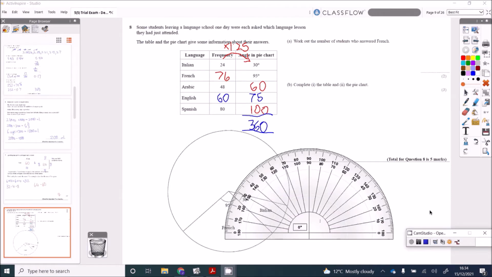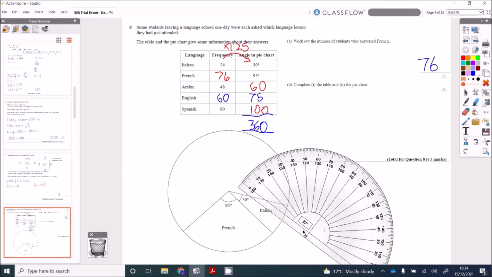Okay, so for part B, we're being asked to complete the table and the pie chart. Well, I've done that, so that means that I can go back and answer part A now, work out the number of students who answered French. Well, that's obviously 76.